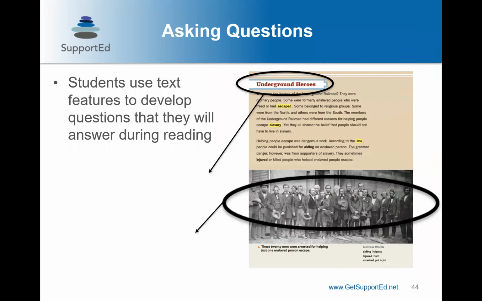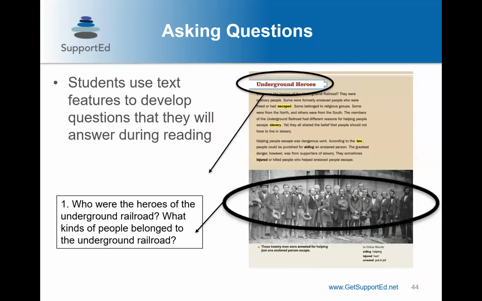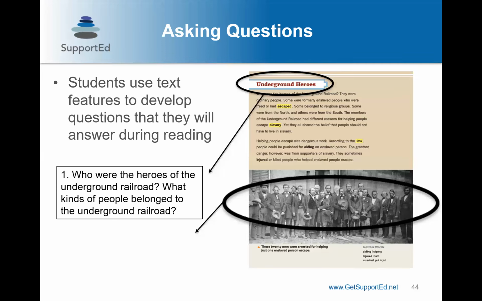So here in this activity, students will generate questions. Generating questions while reading is really important for ELs as a way to improve and monitor their comprehension. It sets the tone and gives students a purpose for what they're going to be reading. So in this strategy, students use text features to develop questions that they will answer as they read. You can see circled is the heading Underground Heroes, and perhaps students could come up with the question, who were the heroes of the Underground Railroad? So they know that that's what they're looking for, that sets a purpose for their reading.